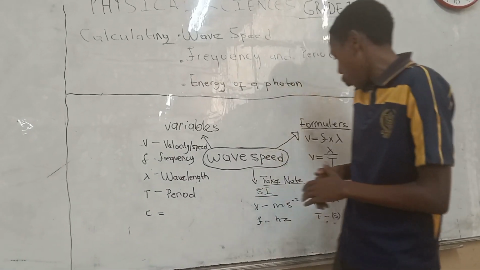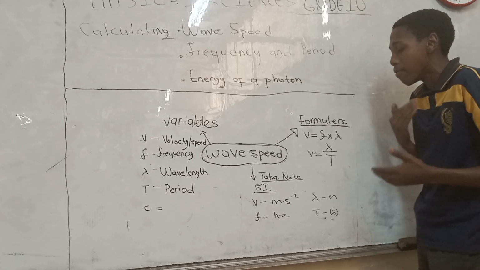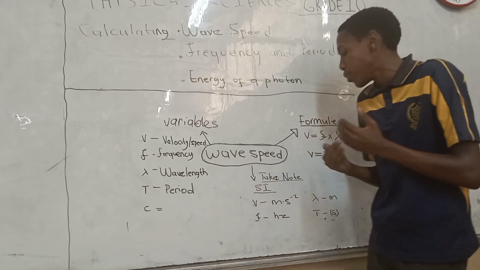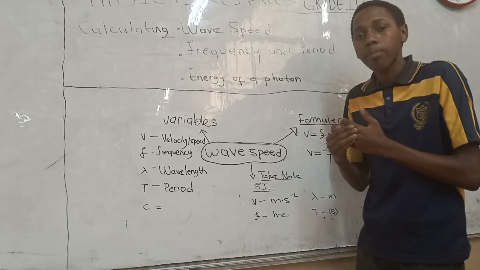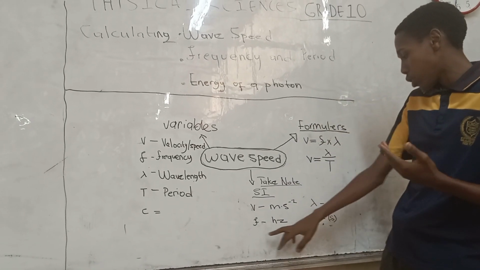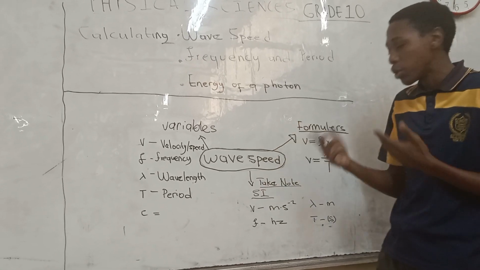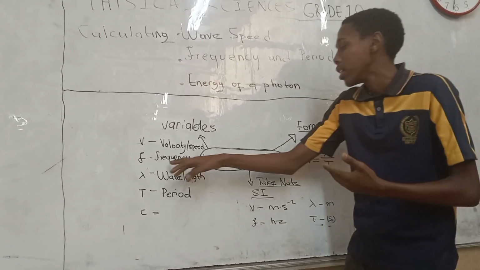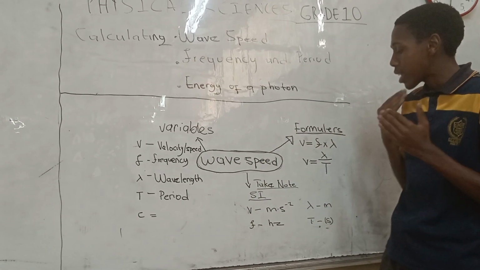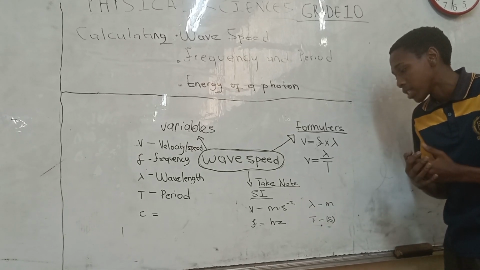Then we come to our SI units. SI units are very important, because they will give you a number, for example a frequency of 35 hertz, and you need to understand the meaning of frequency. So take note, as I've written here, that SI units are very important.